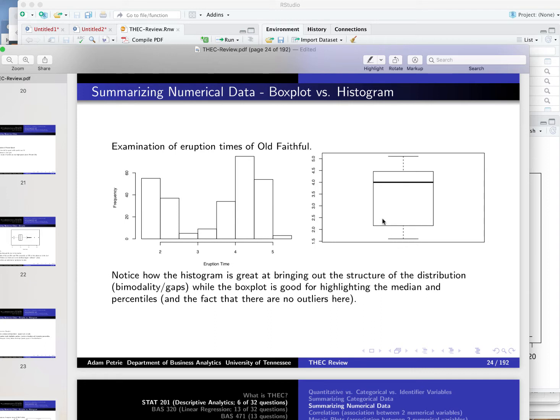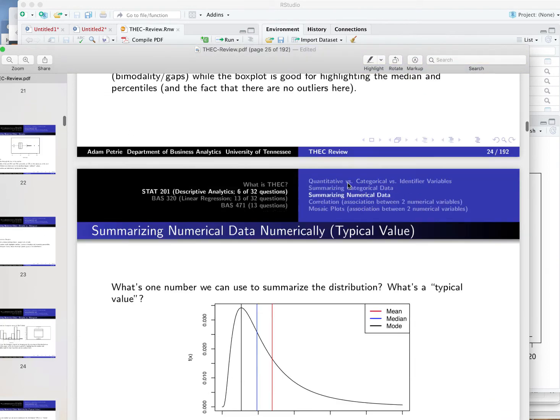So we can't see gaps, and we can't see peaks in the box plot. That's what the histogram is for, but we definitely learn a lot from the box plot, so we always want to look at both in tandem. It's not really a choice between these two. Look at them both. They tell different aspects of the story.